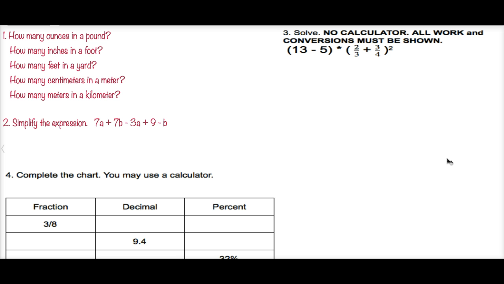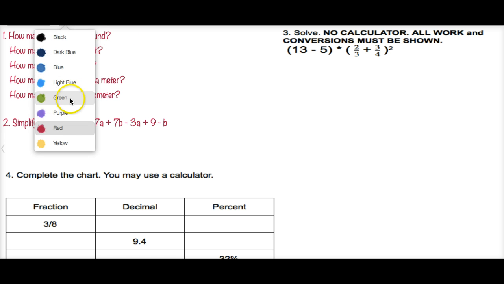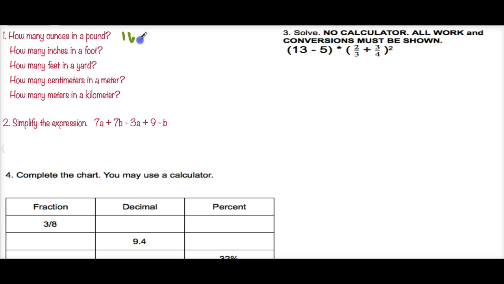Alright, number 1, how many ounces are in a pound? These are just straight from your notes. So this is going to be 16 ounces. There are 12 inches in a foot. There are 3 feet in a yard. There are 100 centimeters in a meter. And there are 1,000 meters in a kilometer. So these are all things that you have to know to be successful in measurement. These are must-know from memory.